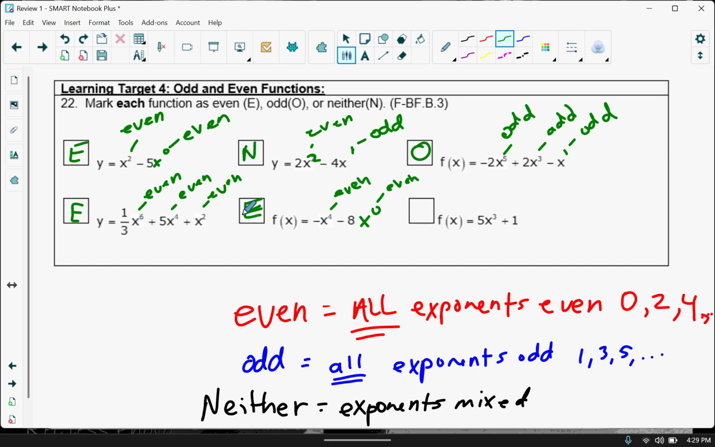Okay, the last one has an exponent of 3. This one has just a regular plus 1. It says 5x to the third plus 1. So I'm going to put my own x, but I'm going to add a 0 to it. So that one is odd, and 0 is even. So odd and even is mixed, so that's going to be a neither.